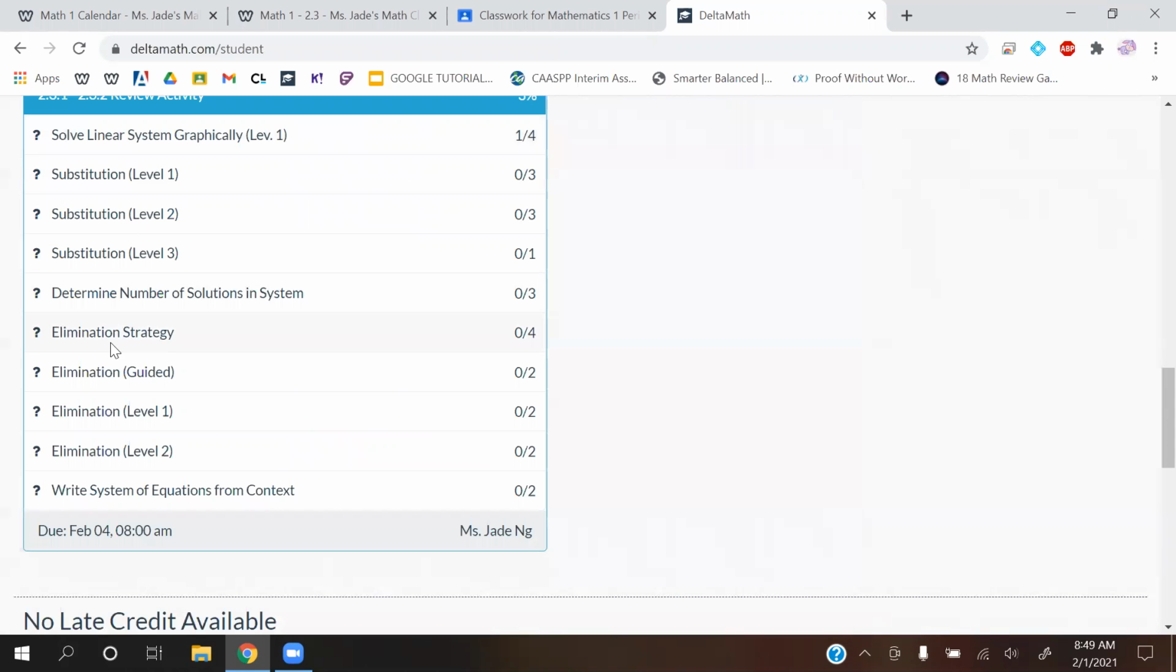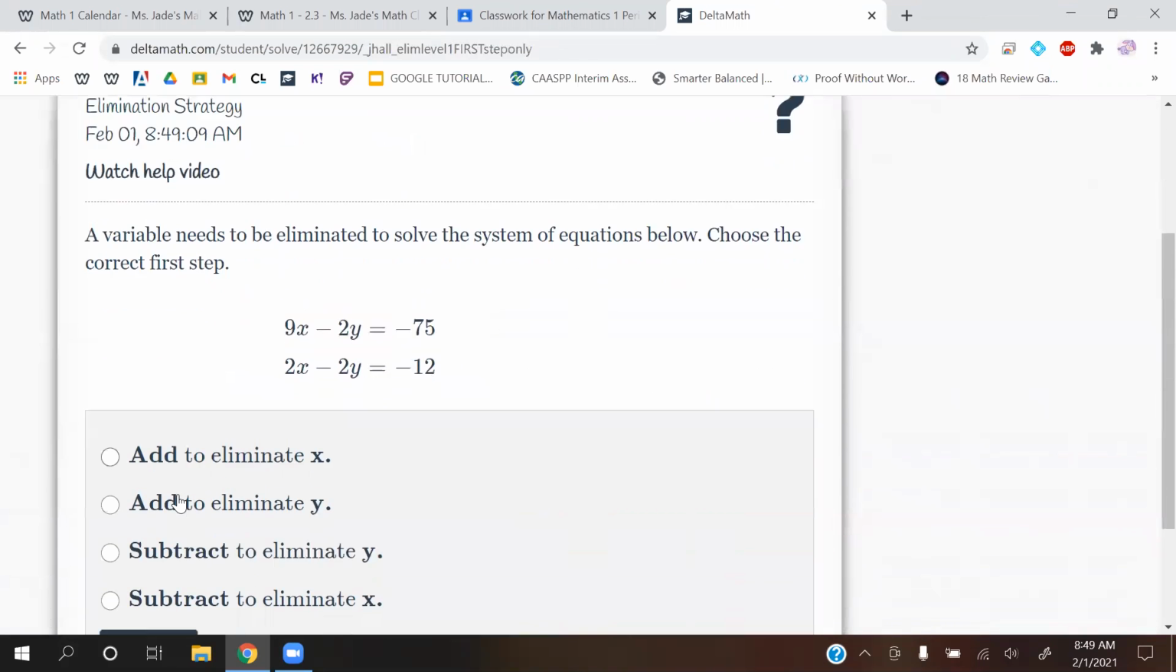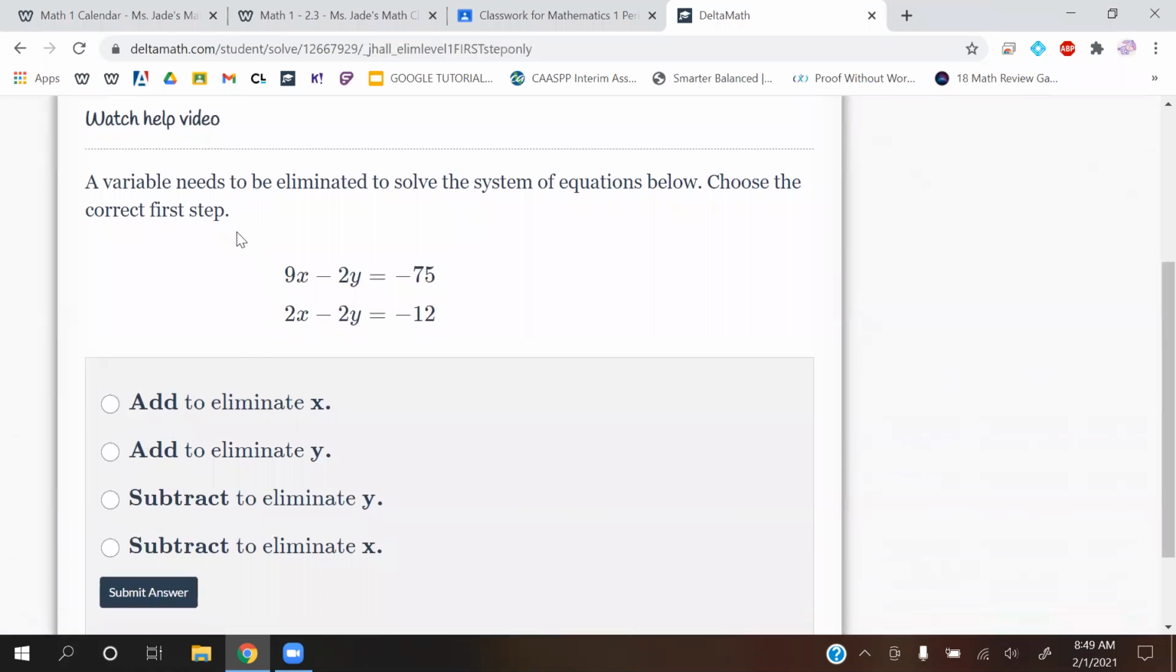Okay, and then elimination strategy. For this one, it's multiple choice. Elimination, remember, is when you want the same number but opposite. For example, here we have a negative 2y and another negative 2y. If we want to combine these equations, you want to make this one a positive 2y so that they're the same number but opposite: negative 2y and positive 2y.